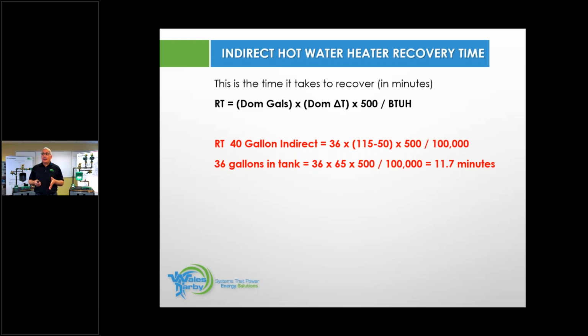And you do the math within that parenthesis first. There you get the 65 times 500, because that's the weight of 1 gallon of water, bringing it up 1 degree over 60 minutes. And then we're dividing it by the BTU input of the boiler. In this example, it's 100,000. So if you plug all the numbers in, 36 times 65 times 500, and then dividing it by that input of 100,000, this tank, we can drain all the hot water out of this tank, and it will recover itself in 11.7 minutes.